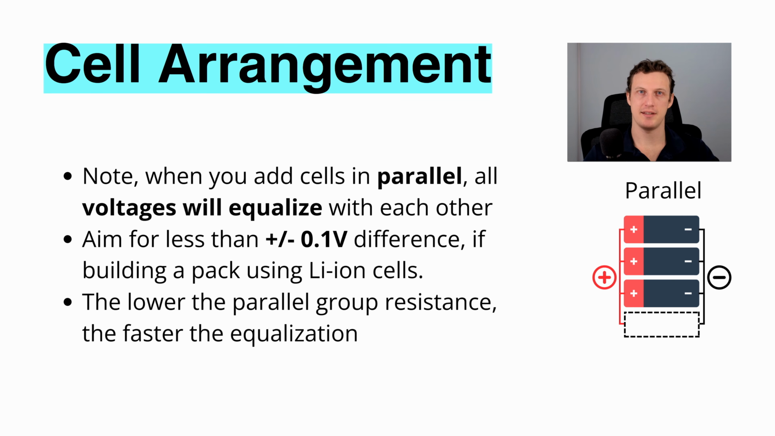Note, when you add cells in parallel, all voltages will equalize with each other. So you want to aim for less than a difference of 0.1 volts between each cell when you add them in parallel, especially if you're building very large packs, because the higher energy cells will dump their voltage into the lower energy cells very quickly to bring everything to a balance. The lower the parallel group resistance, the faster the equalization.